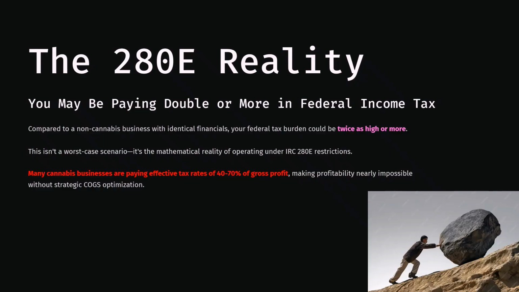That's what's commonly referred to as paying taxes on phantom profits. It means cannabis companies are stuck in a constant uphill climb. They may be profitable on paper, but are still bleeding cash after taxes. It discourages investment in infrastructure, in people, in scaling responsibly, and it creates an environment where cutting corners looks tempting just to survive. That's why understanding and planning around 280E isn't just a tax strategy, it's a survival strategy.